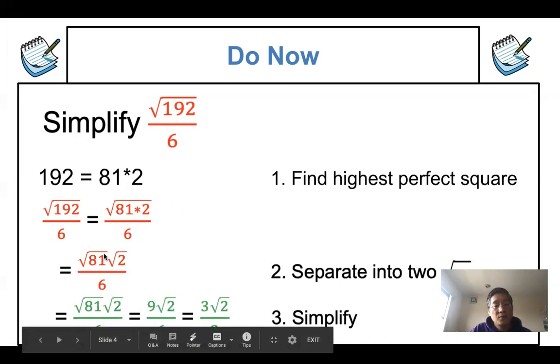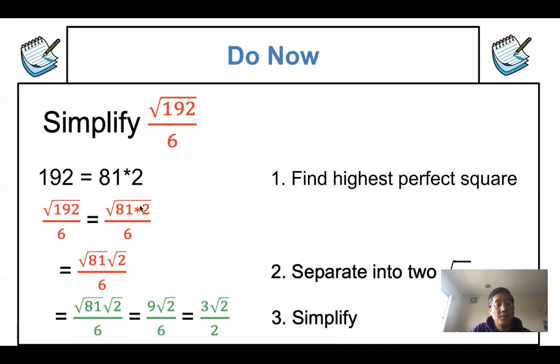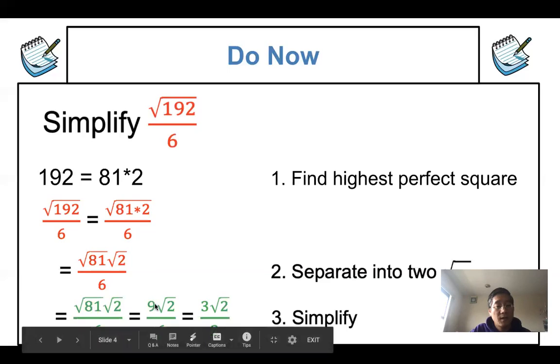So you can separate the two square roots, two radicals, for multiplication. For division also the same, right? You can separate into two radicals. So radical 81 times radical 2. But radical 81 is what? 9, right? And 9 and 6, you can simplify 9 and 6. So you can cancel and it becomes 3 over 2. So 3 radical 2 over 2.